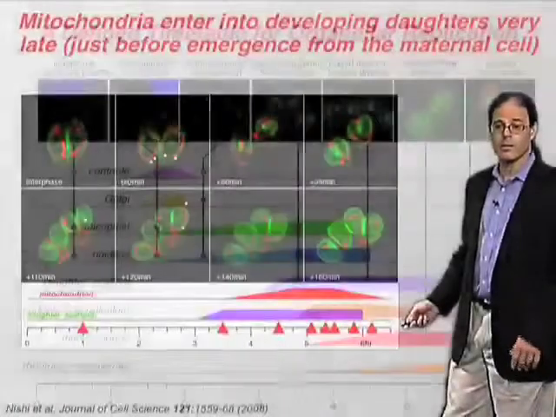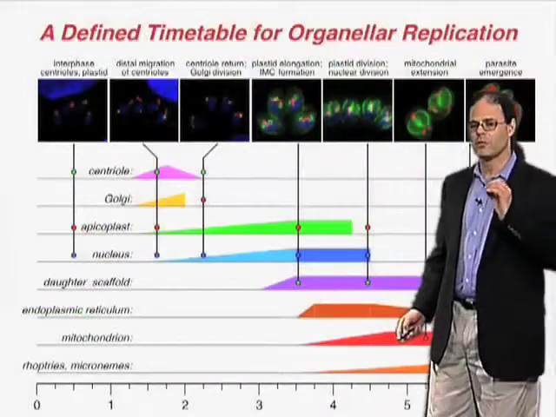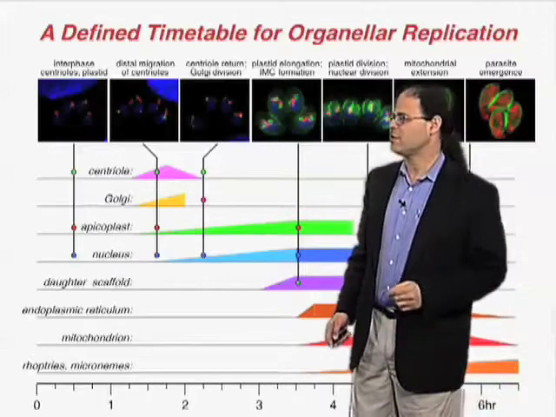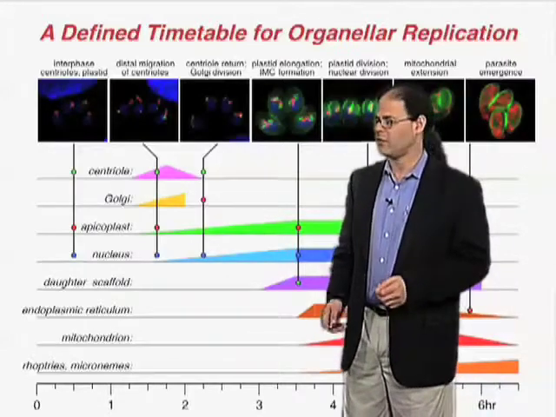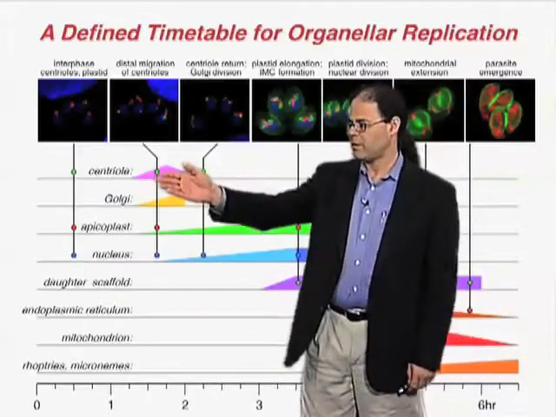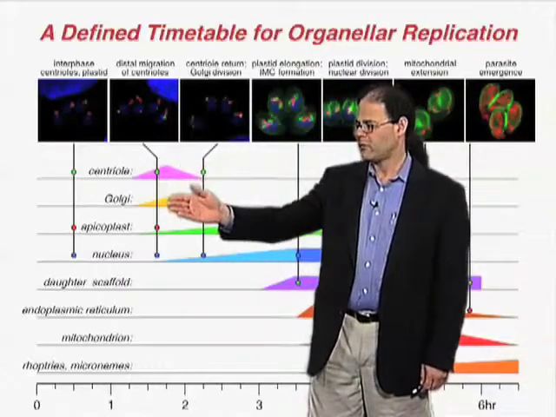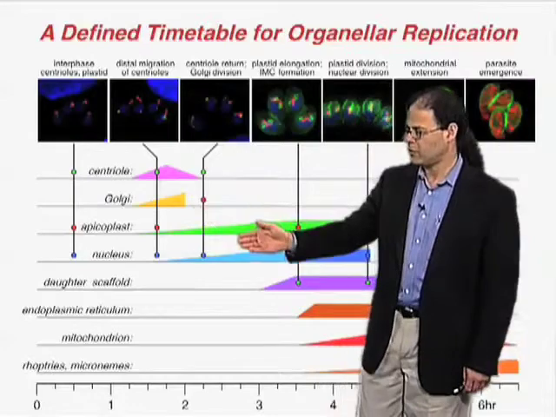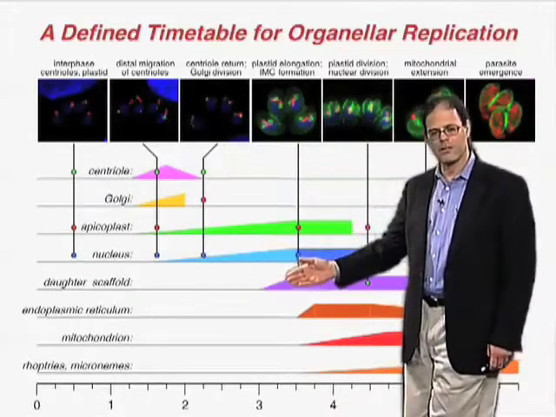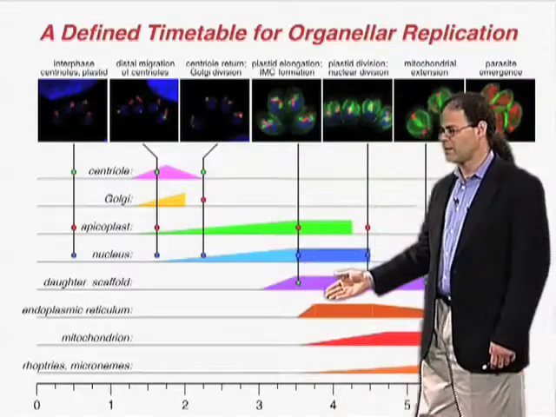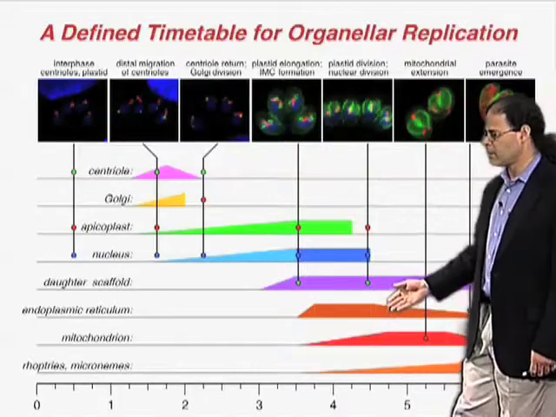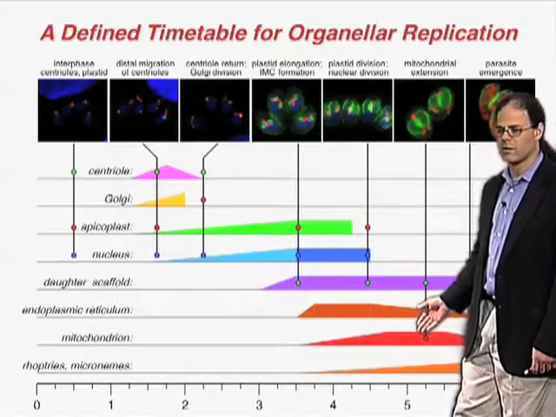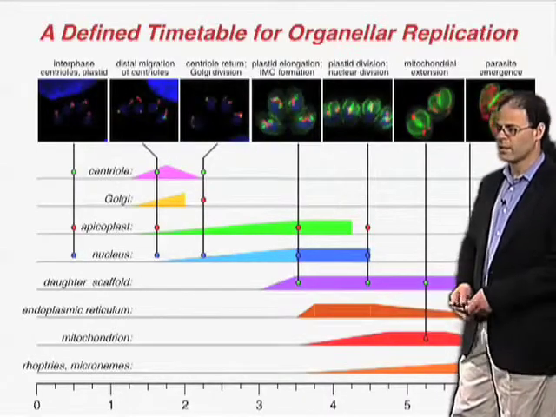And so in sum, studies like these have allowed us to put together a complete timetable that is rigorously adhered to for organellar replication in these parasites, beginning with the replication of the centrioles, packaging and successive packaging of the Golgi apparatus, the plastid, the nucleus, assembly of this daughter scaffolding, which then picks up the endoplasmic reticulum and the mitochondrion, and finally the specialized secretory organelles, the rhoptries and micronemes, are assembled de novo in each parasite.